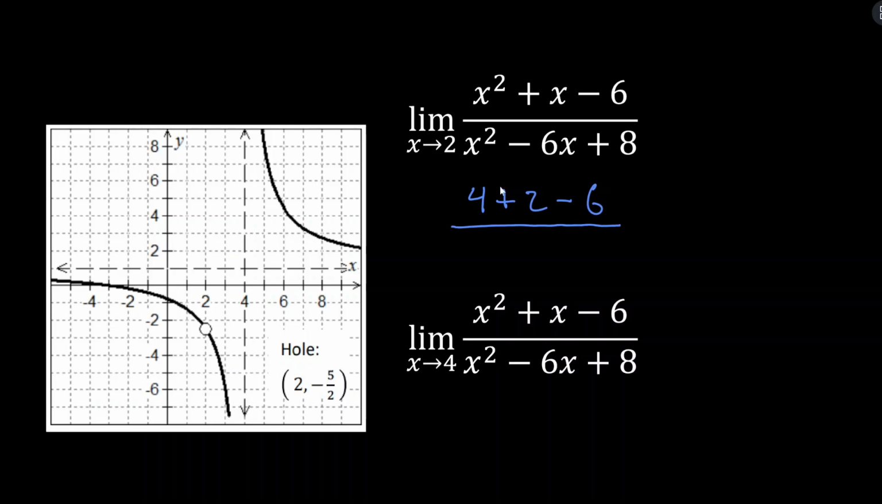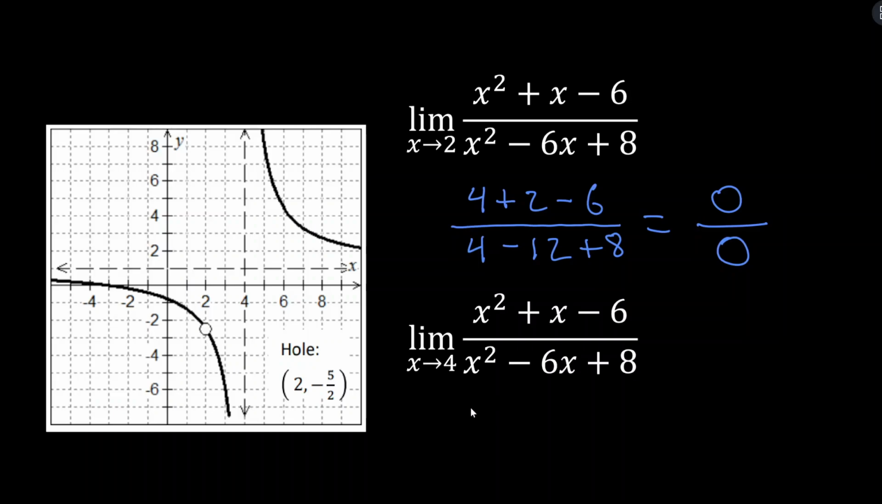In the denominator, we get 2 squared, that's 4, minus 6 times 2, that's 12, plus 8. And what does this equal? In the numerator, we have 6 minus 6, that's 0. In the denominator, we have 4 plus 8, 12 minus 12, that's also 0. This function is undefined at 2, which made sense. We already knew that from the graph. But in particular, we get 0 over 0.